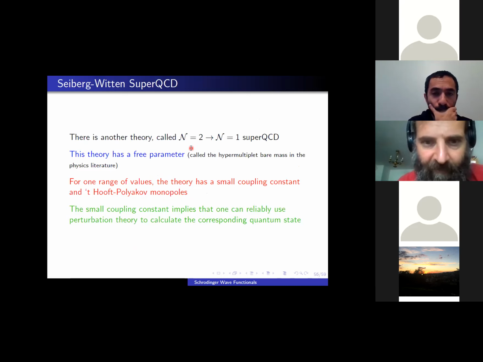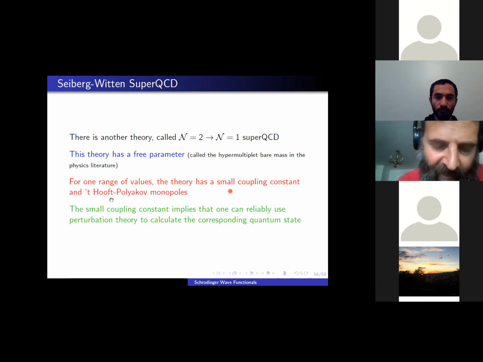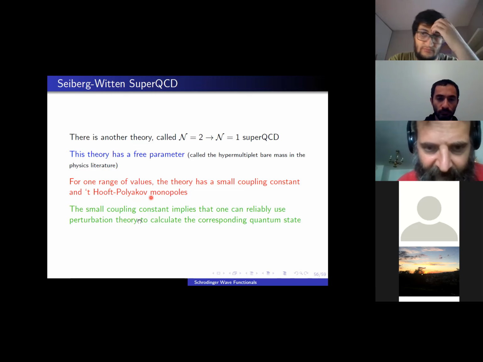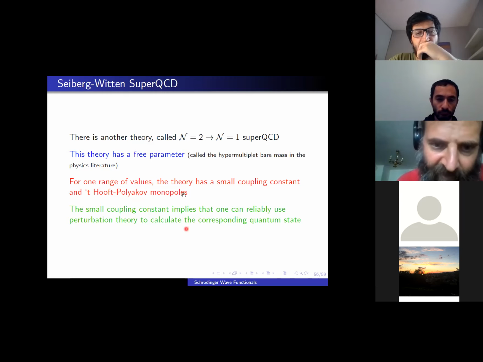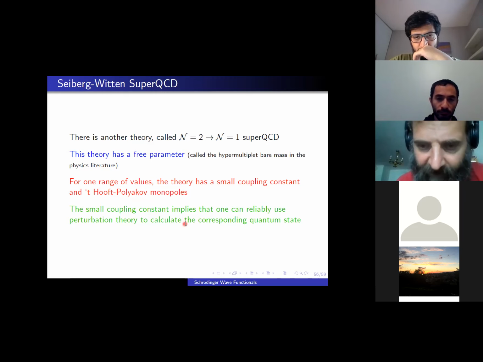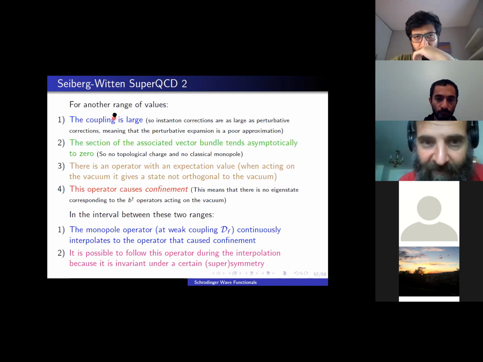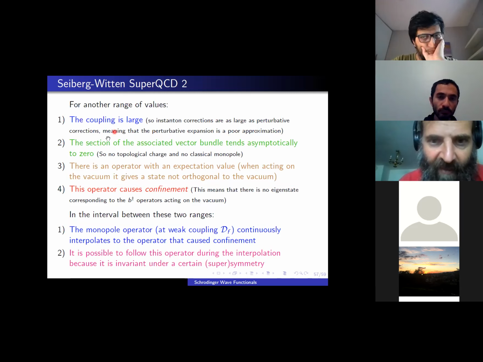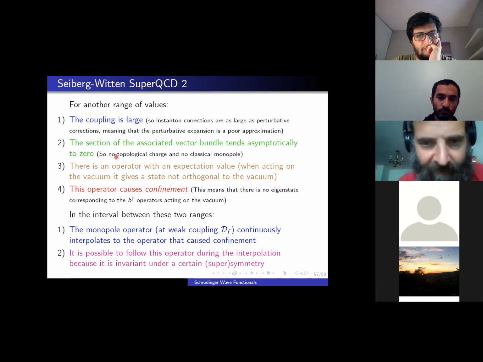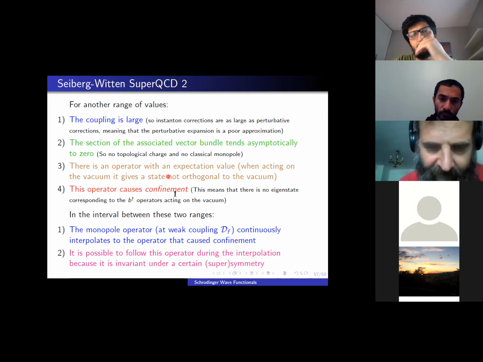Now there's another theory, Seiberg-Witten theory, which has a free parameter in it. And for one range of values of the free parameter, it's got small coupling, and the classical theory has 't Hooft-Polyakov monopoles. And because the coupling's small, these classical 't Hooft-Polyakov monopoles also correspond to Hamiltonian eigenstates in the quantum theory at this small value of the parameter. Now there's another range in the parameter where this coupling is large. And there, this associated vector bundle has a section, the section goes to 0. So there is no topological charge around. So there is no classical monopole for this range of coupling. Yet there is some operator which gets an expectation value and it's causing confinement. So there's some interesting operator around.